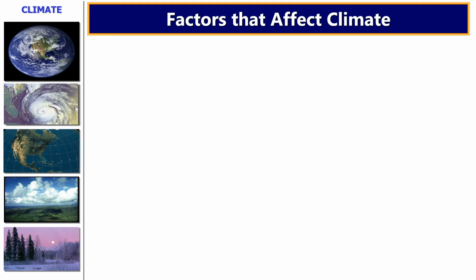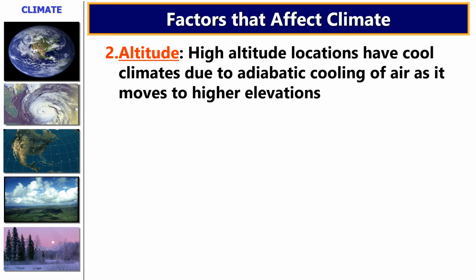All right, our next factor that affects climate is altitude. A reminder, altitude is your height above sea level. And as we know, warm air rises, expands, causing it to cool. So high altitudes, high above sea level, have cooler climates due to that adiabatic cooling as you go to higher elevations. This is how we can have snow near the equator.